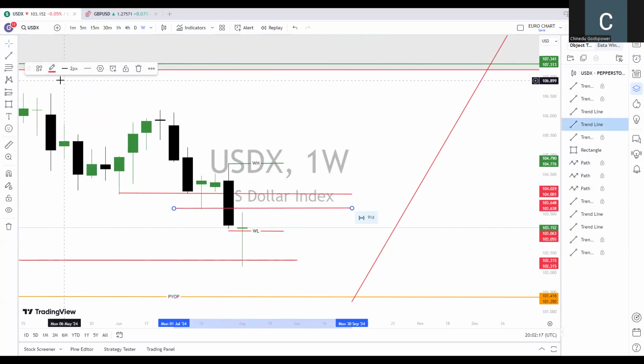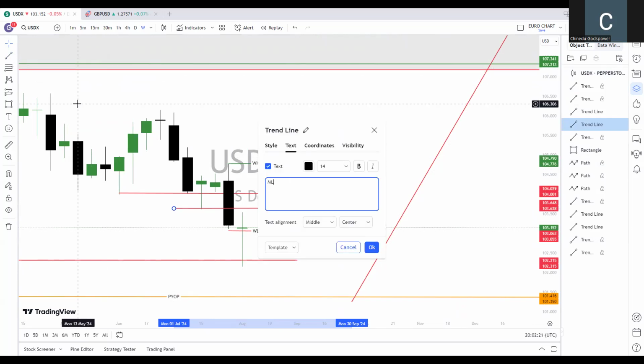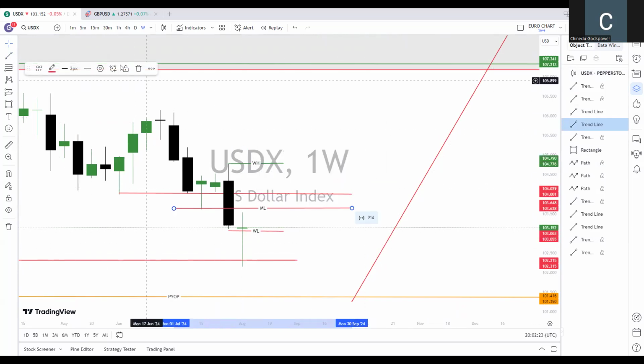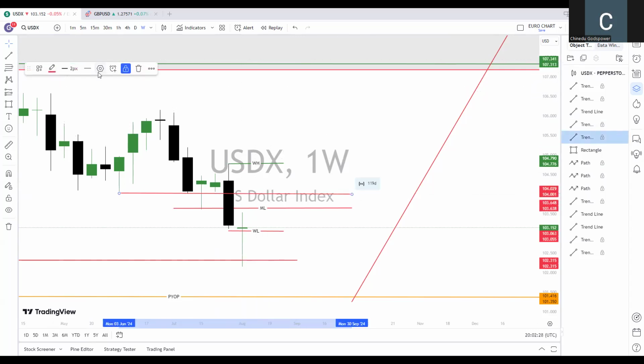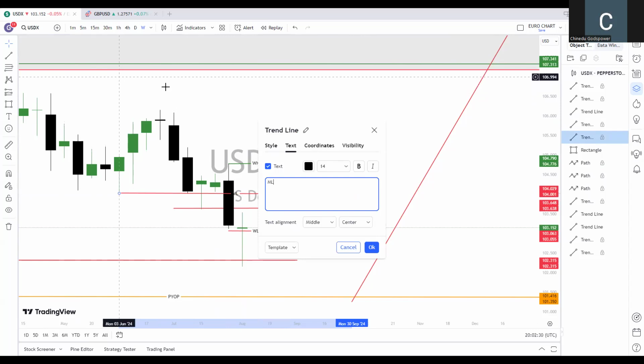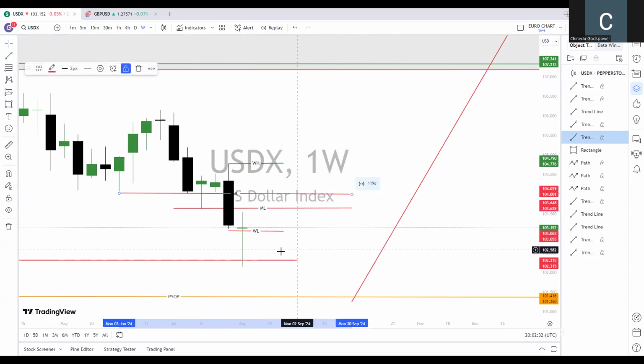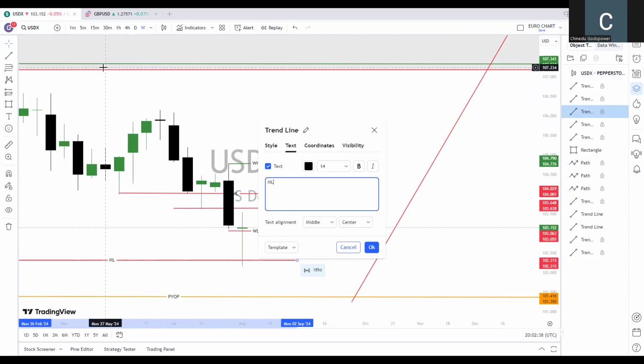Remembering that this was a monthly low that has been taken out. Remember, ML. This is a monthly low that has been taken out. This is also a monthly low that has been taken out. ML. And this is also a monthly low that has been taken out in the month of March. ML.